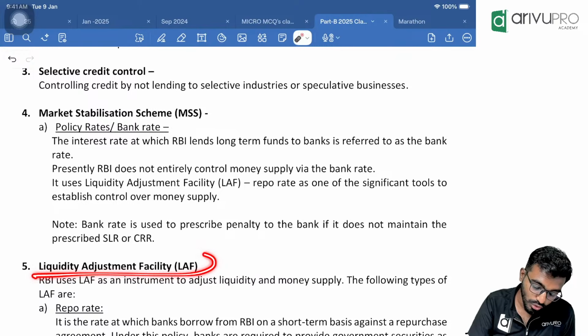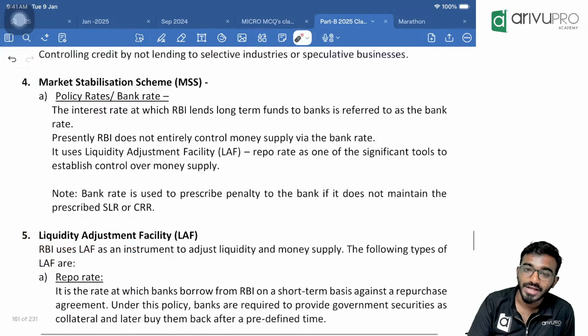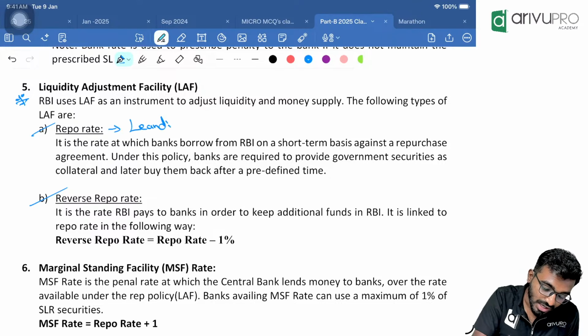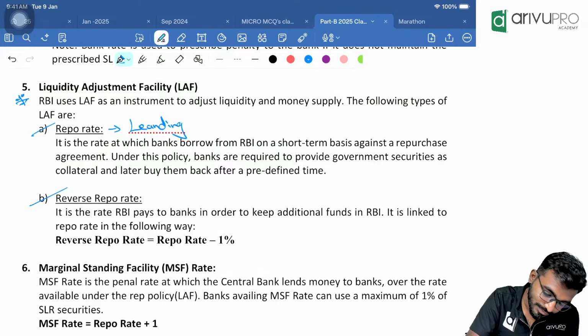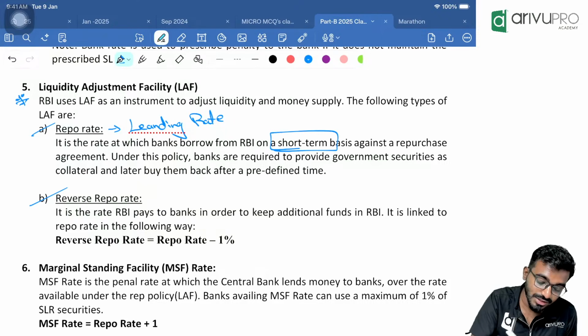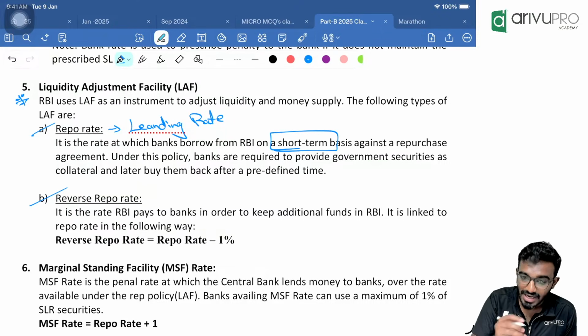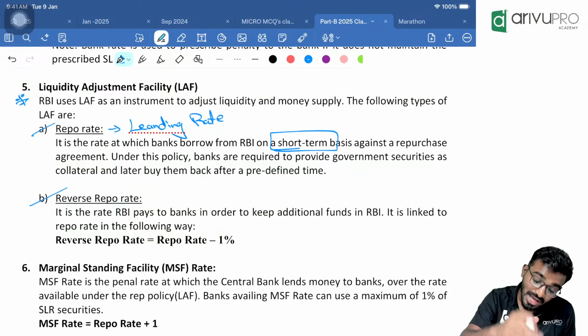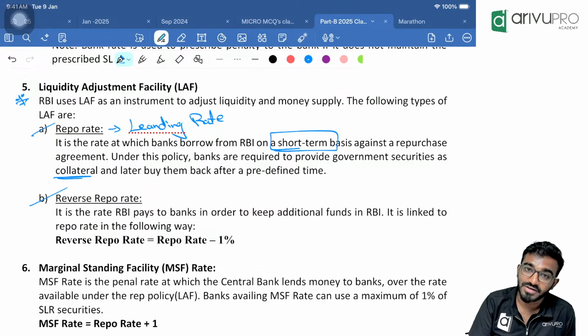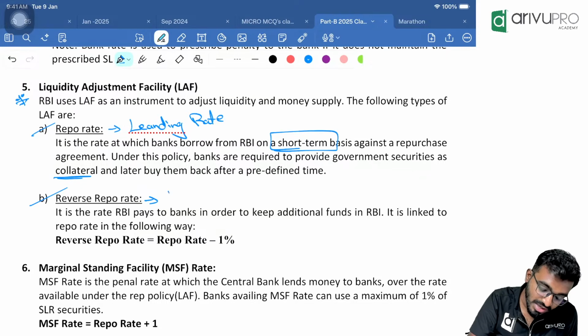Now everything is controlled only through the LAF facility, liquidity adjustment facility. Kindly mark this as important. Under this, we have the repo rate and reverse repo rate. Repo rate means the lending rate of RBI. When RBI lends a loan to a commercial bank at a specified interest rate for a short term, that is called repo rate. Whenever RBI grants a loan to a commercial bank for a shorter duration of time, usually 2 weeks, 14 working days, by accepting a collateral security as a repurchase agreement, that is called repo rate. Reverse repo rate is completely opposite, borrowing. RBI will only borrow.